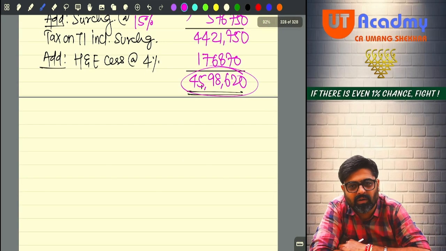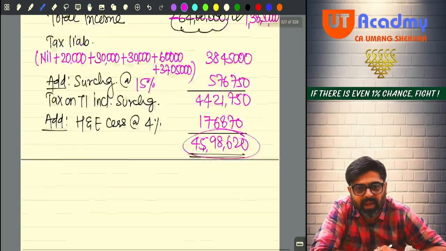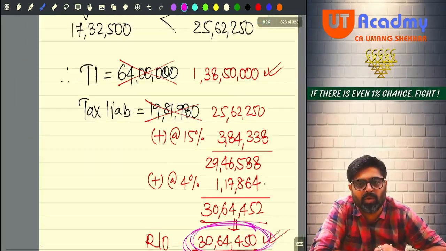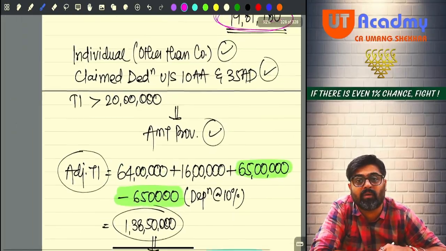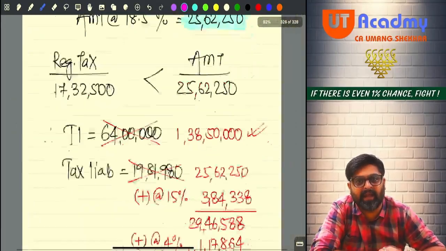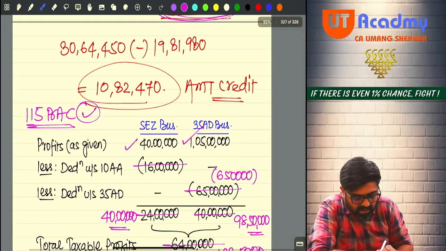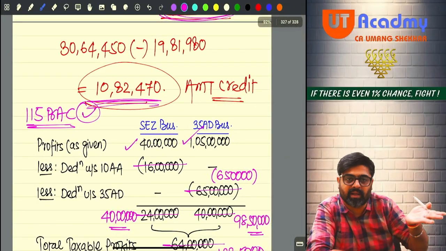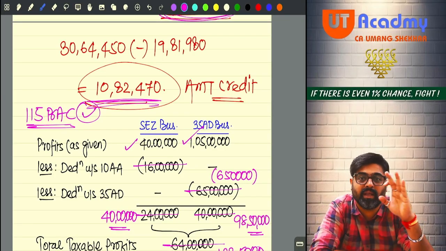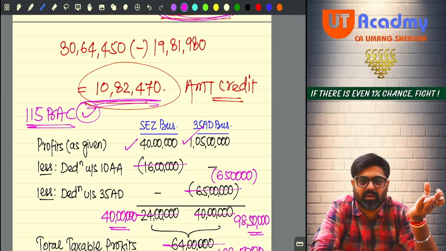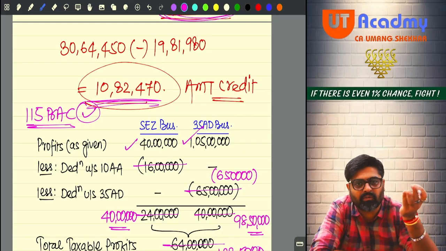And guys, one more thing. Even if the government is taking a higher amount, don't you think that whatever amount extra the government is taking over and above 19,81,980, that amount they are allowing you in the form of AMT credit also. So it is always advisable in such case to tell your assessee, tell your client that, sir, don't go for 115 BSE.